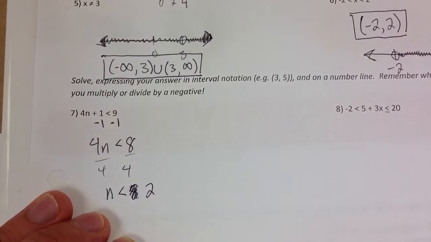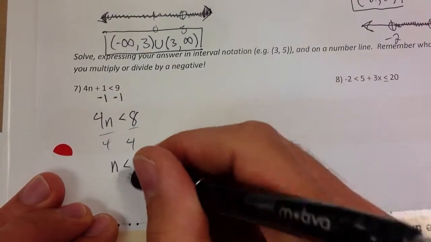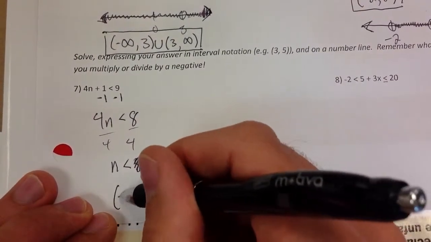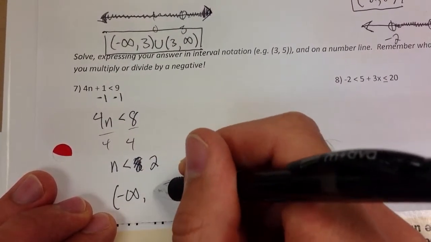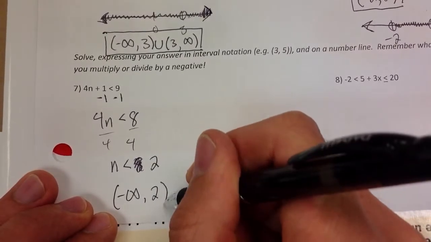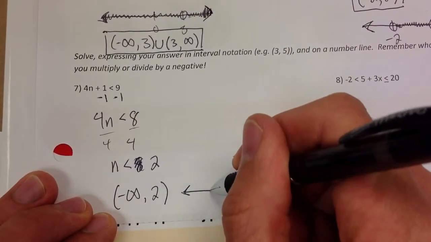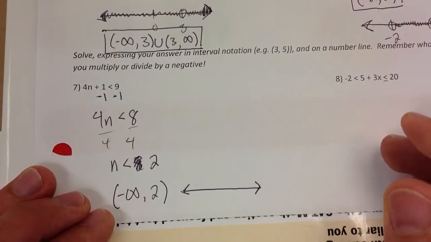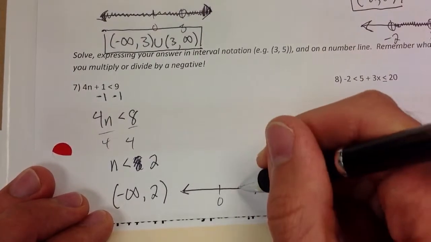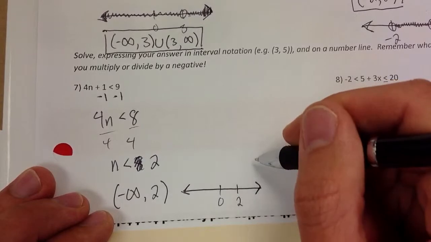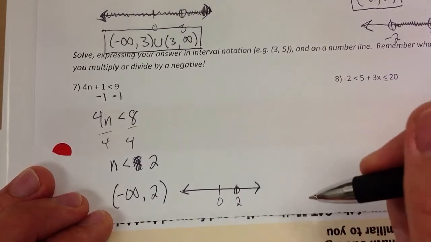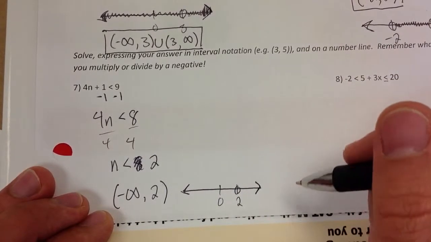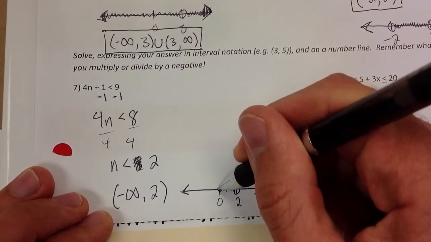Okay? Now we're asked to express it in interval notation. A volunteer, please. Brett. Parentheses, negative infinity, comma 2, parentheses. And then Brett, the number line. What do I put on it? I use 0 and 2, and then an open circle on the 2. Open circle on the 2. And then forever to the left. Forever to the left.